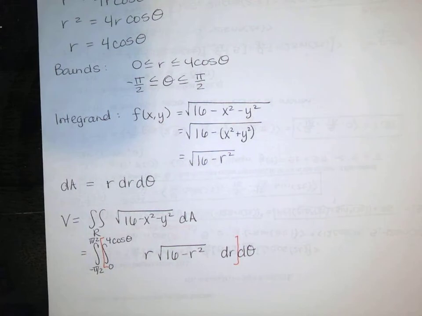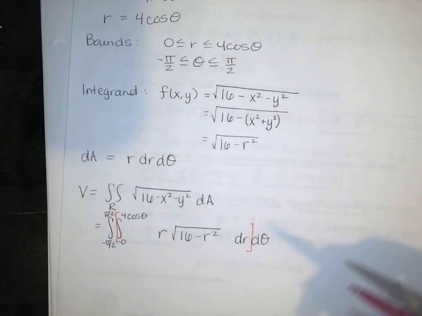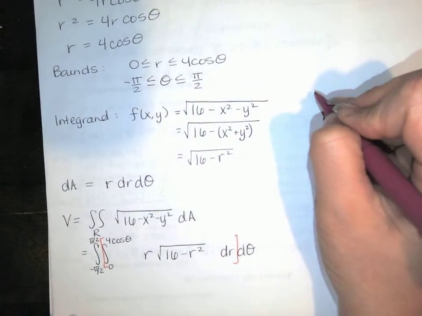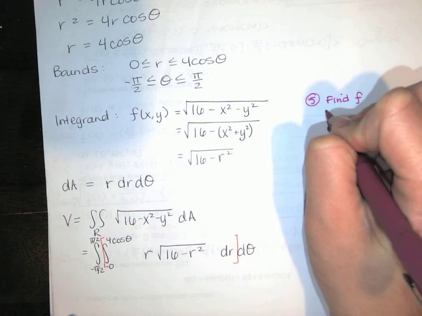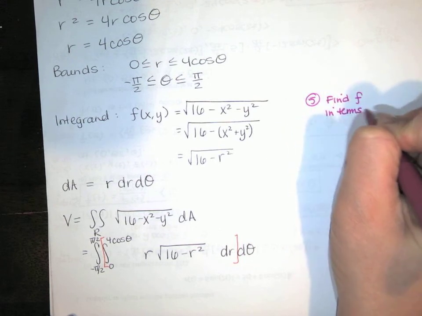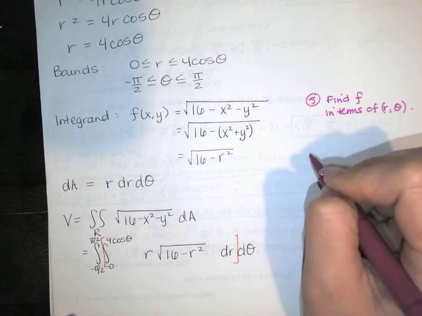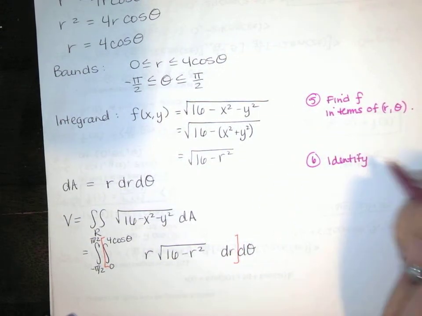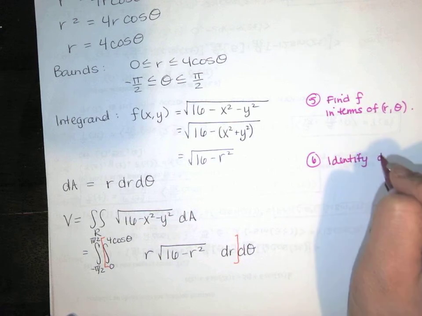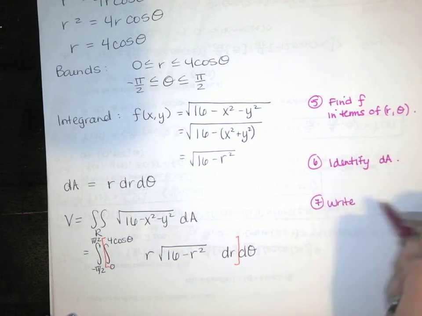But let's write out our steps first before we do that. We set up the volume integral. We got new bounds. Then we got a new integrand. And then we found the new dA, or just identify or state the new dA. Then we write our integral in terms of r and theta.